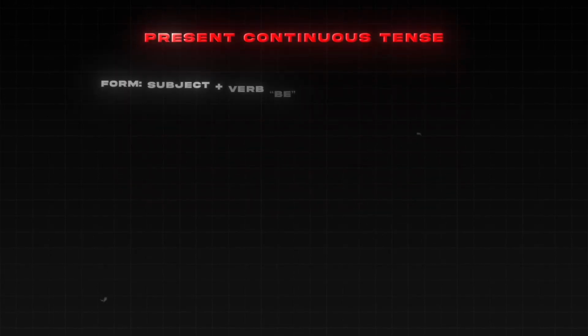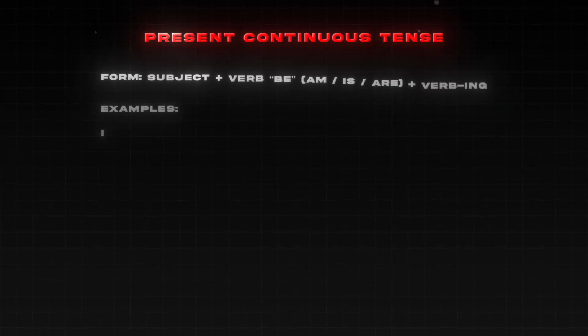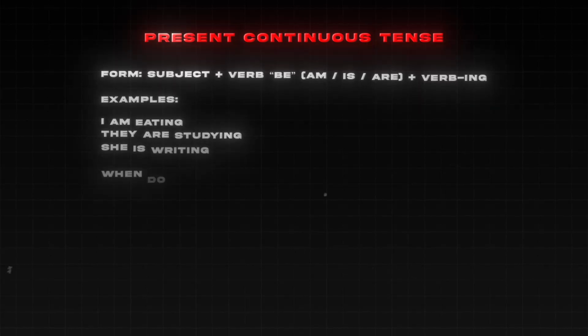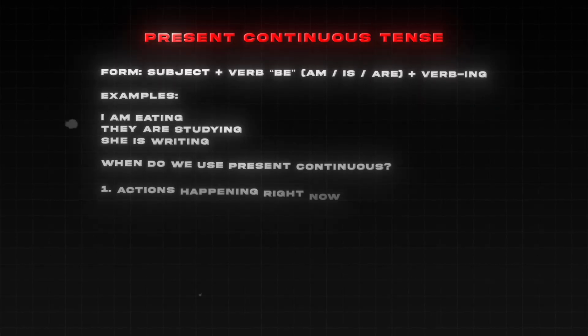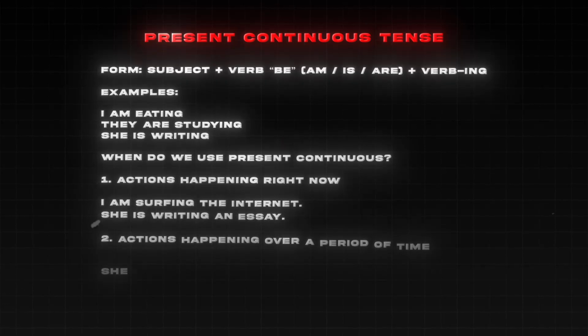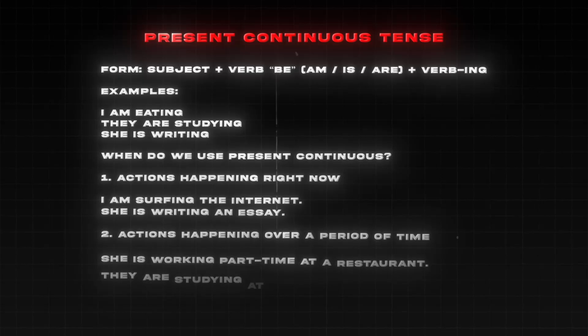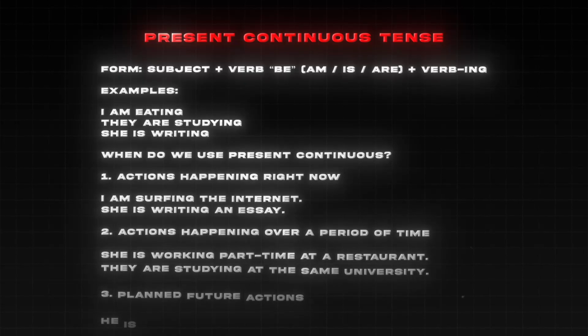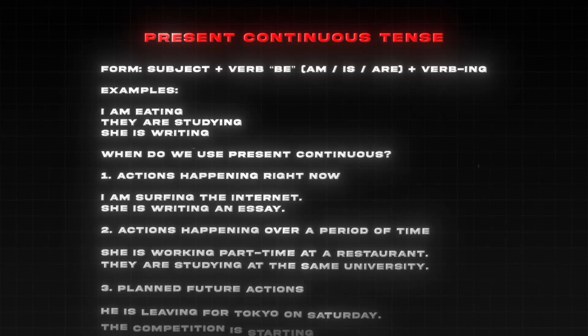Next is the present continuous tense. Form: subject plus verb to be plus verb, ing. Examples: I am eating, they are studying, she is writing. When do we use present continuous? Actions happening right now. Examples: I am surfing the internet, she is writing an essay.